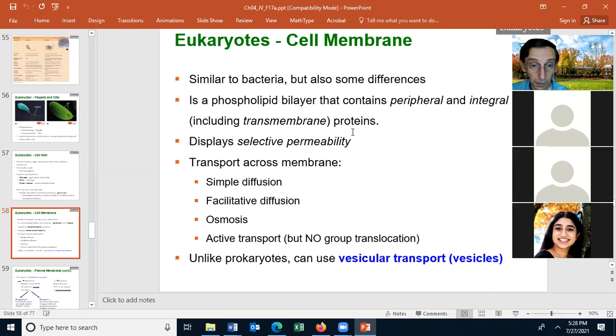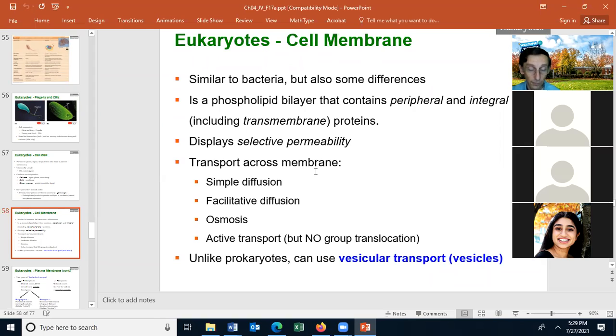There are only a few that can move by diffusion, such as oxygen and carbon dioxide. The majority of the other molecules move across the cell membrane by a protein, and that can be either facilitated diffusion or active transport. So you can find transport across the membrane. You can find it in simple diffusion, and oxygen and carbon dioxide do that.